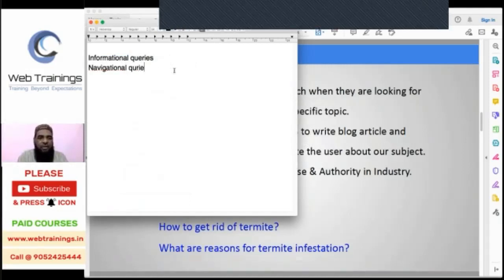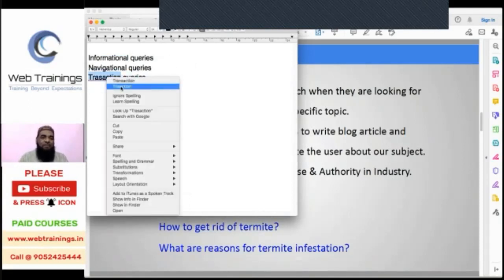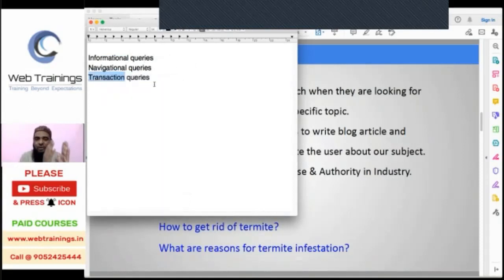Navigational queries, all right? And the third option is called transactional queries. Now, see, as I told you, the idea of cold, warm, and hot. So we can say this way, informational queries are the first layer where the customer is very cold. He just wants to find out information. Then he will go to the navigation stage. Then he will go to the transactional stage.